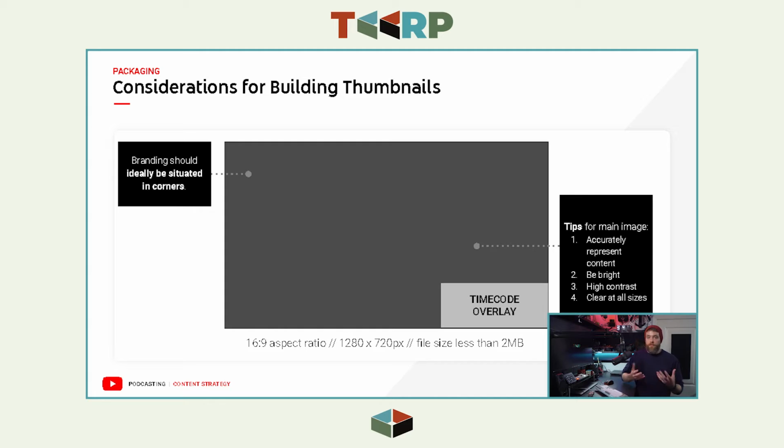Next, when it comes to building thumbnails, first of all, you want to avoid putting important elements in the bottom right-hand corner. If you look on YouTube and you see a thumbnail, in the bottom right-hand corner of the thumbnails is where the time code overlay is. So, and it's pretty small. It doesn't take up a ton of space, but you want to make sure that you're not putting important information in that section so that it gets covered up. Branding elements ideally should be put in the corners of the thumbnails. Again, of course, with the exception of the bottom right-hand corner.